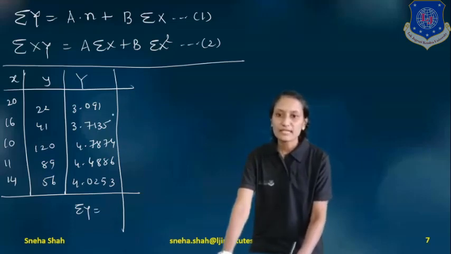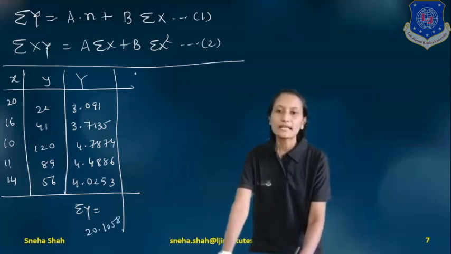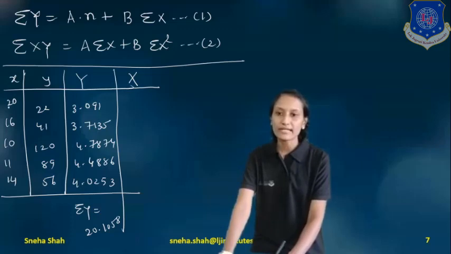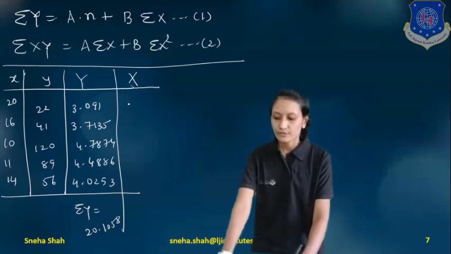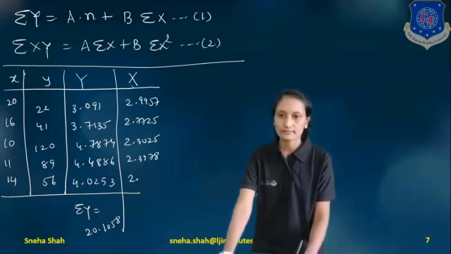Now, if I am taking summation of all these values, its value will be 20.1058. Now, similarly, I am finding the value of capital X. What is the value of capital X? Log small x, meaning if I am finding log 20, it will give you the term as capital X. So the term will be 2.9957, then the next value will be 2.7725, then the next value will be 2.3025. Likewise, I can find out all the other values.